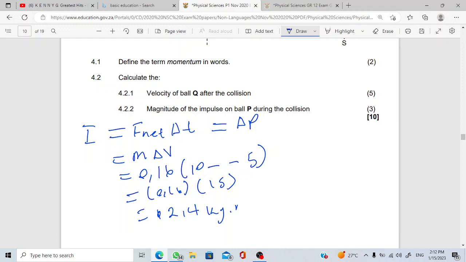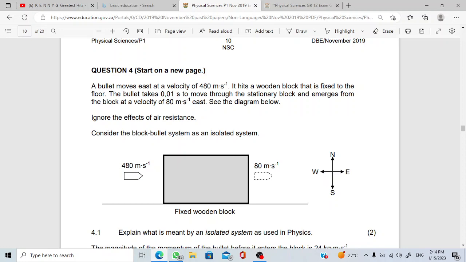kg meters per second. Okay, and this becomes my final answer. Oh, and what will be the direction? I'm sorry about that. Since it's a positive value that we got, it will be due east. Okay, so we are done with this question. Free 10 marks.